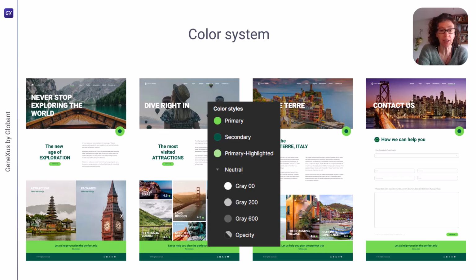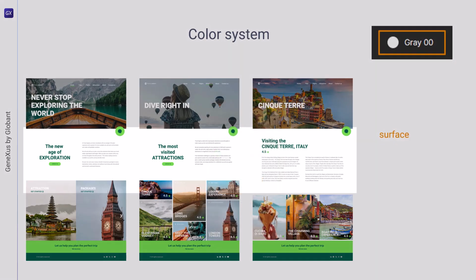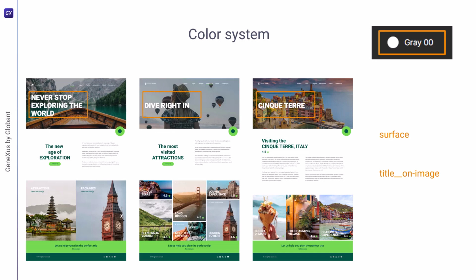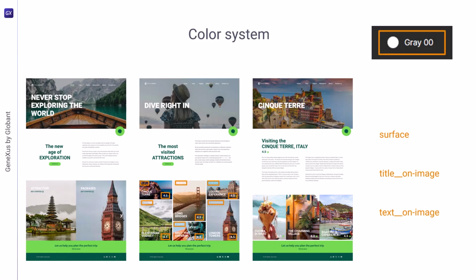For example, this white, gray 00, could be used both as background color and as the color of a title on an image, both of hero and of cards, as well as for other text on images, such as those on these attractions cards. That is, in at least 3 different functions. If we give a name to these functions, surface color, color of titles on images, and color of text on images, we're building a color system that's truly more systemic, and of course, more semantic.